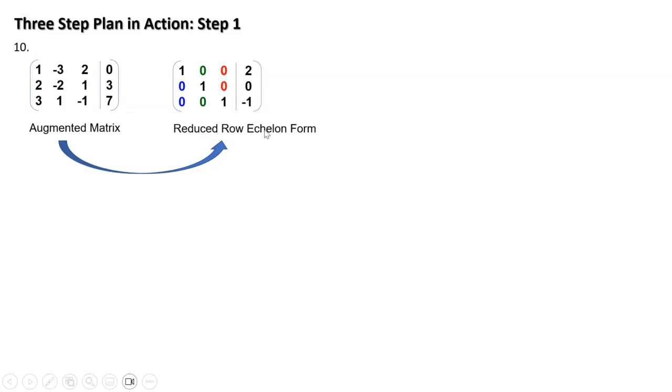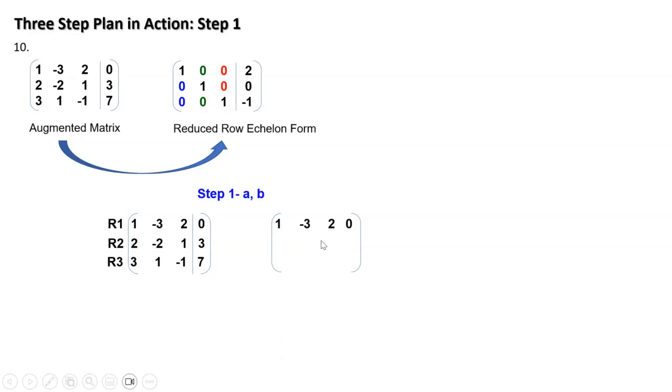Okay, 2, 0, 2, 0, negative 1 is my solution. So first, I'm going to do step 1 here. This is row 1, row 2, and row 3. For step 1, I'm going to keep row 1, so row 1 stays the same. Where the 2 is, because step 1 is in blue up here, color coded, must be a 0, and also where the 3 is must be a 0. That's why I have to change row 2 and row 3.